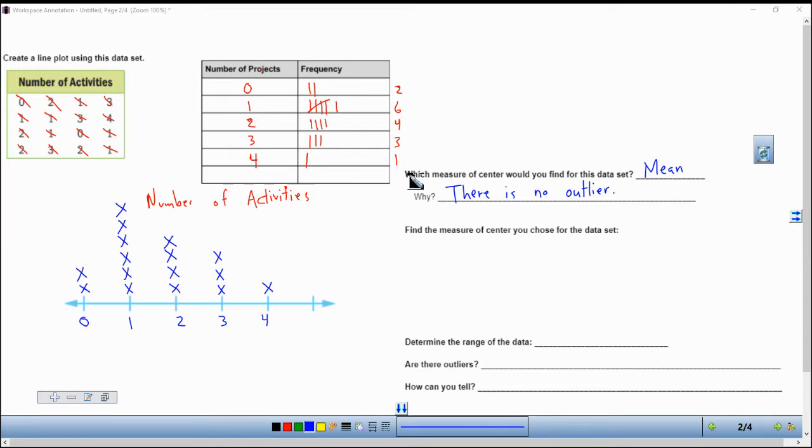All right, let's find the measure of center. Let's find the mean. To find the mean, we're going to add up all the data points. So there's 0 times 2. You're going to see why I put that in there in a second. 1 times 6 plus 2 times 4 plus 3 times 3 plus just a lonely old 4. And we're going to divide this whole thing by how many data points. Now, we're going to include the zeros. Even though they're 0, we still need to include those as data points. So when I count these up, I'm going to count the zeros as well.